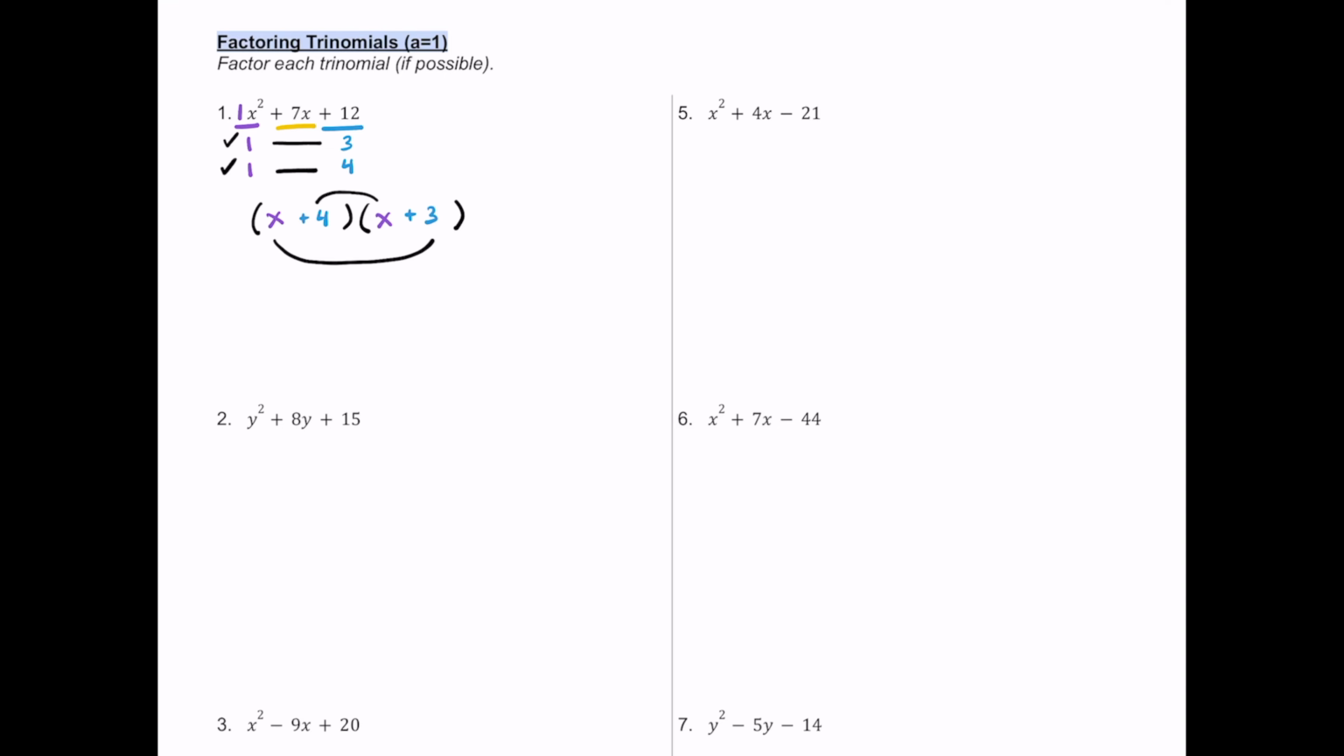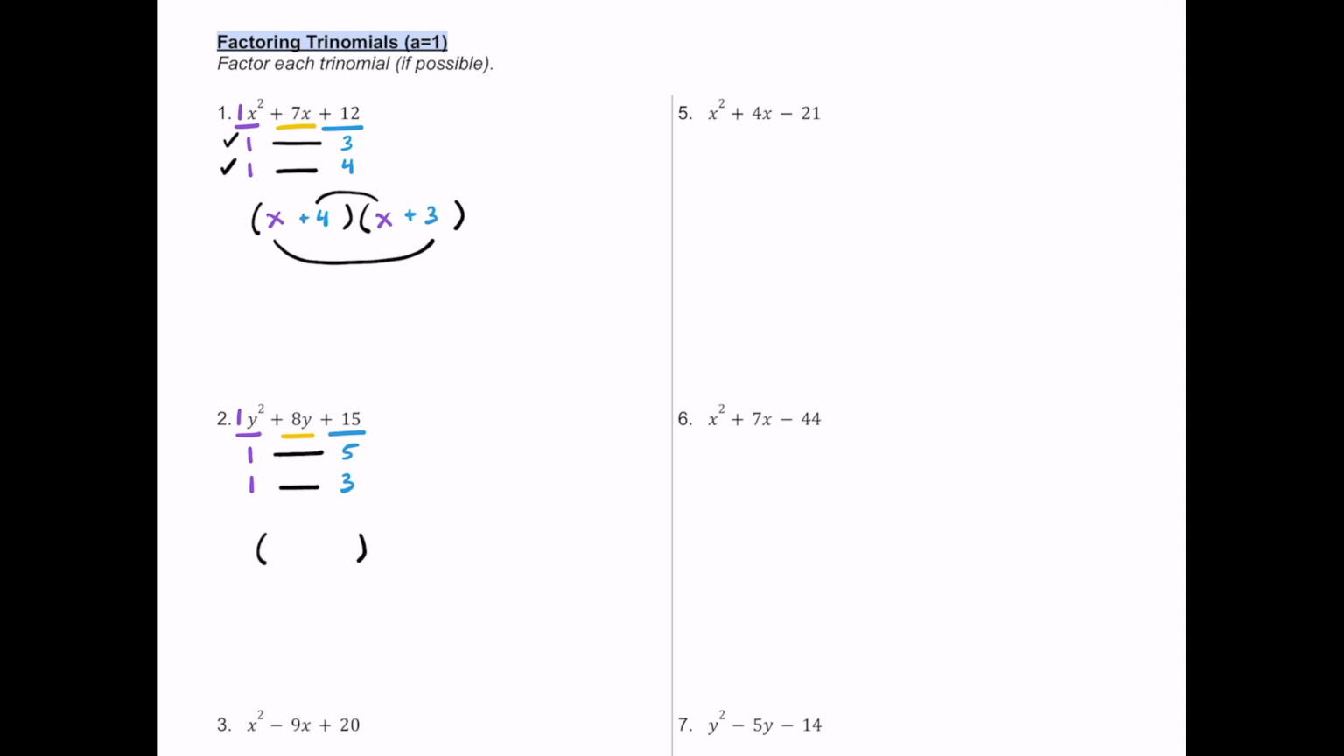Okay. For number 2, we have this 1y squared. So I'm going to write 1y and 1y, but again, I'm going to leave off the y's here. And then for the 15 here, I know there's 1 and 15, and there's also 3 and 5. Now, I'm going to go with 3 and 5 because they add to get 8. Okay, so I'm going to put a positive 5 and a positive 3. If we line this up, that's going to be the 5y and the 3y, which combine to make 8y.